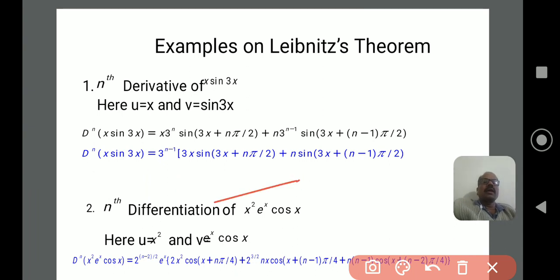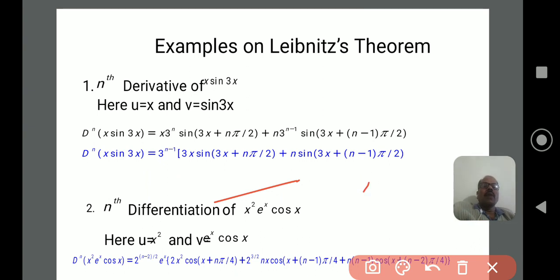Okay, now we can take an nth derivative of x into sin 3x. What it means here is that you are taking the function x into sin 3x. You have two functions, and there is no standard result for the nth derivative of x sin 3x. Individually you can consider u equal to x and v equal to sin 3x. But u equal to x has an nth derivative and v equal to sin 3x also has an nth derivative.